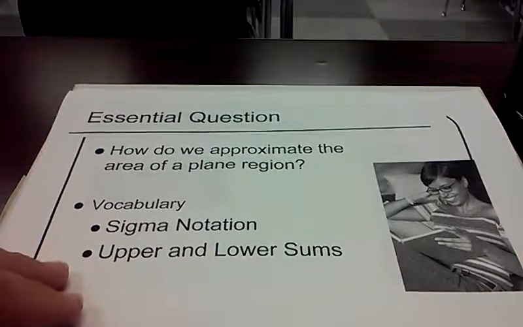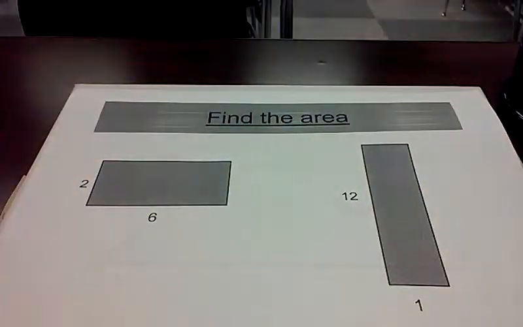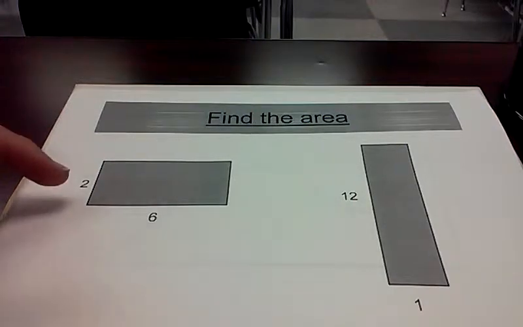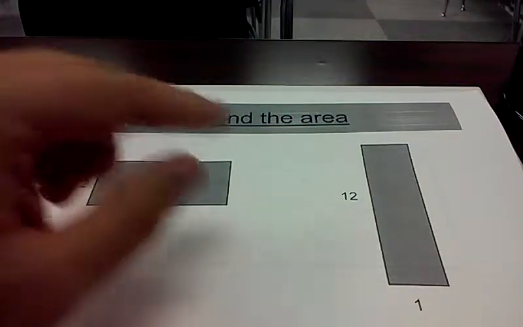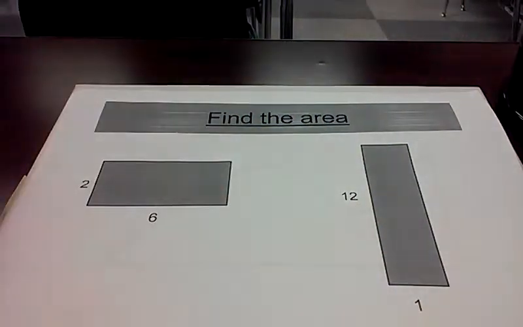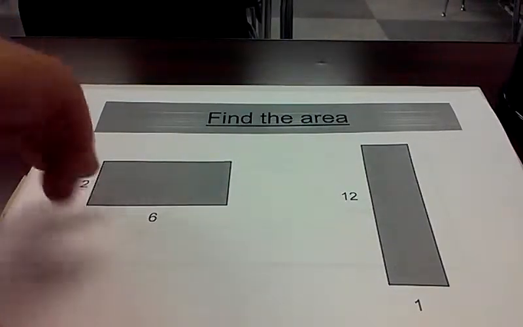Now, from elementary school and middle school, you found how to find the area of certain geometric shapes like rectangles, squares, triangles, and circles. For example, if you wanted to find the area of this rectangle, you would multiply 2 times 6, you get 12. Same thing over here, you'd multiply 12 times 1, you get 12. So you know how to find the area of simple geometric shapes, such as rectangles.